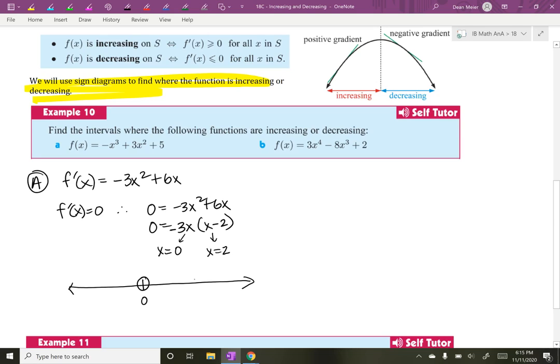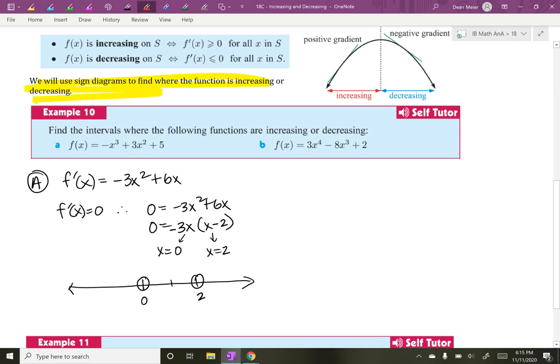And another critical point is at 2. So 1, 2. Here's another one. And what critical points mean is the graph is changing on either side. And so let's test. How do we test? Pick anything smaller than 0. I'm going to pick -5, right?